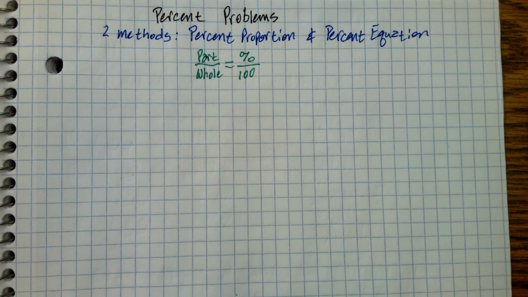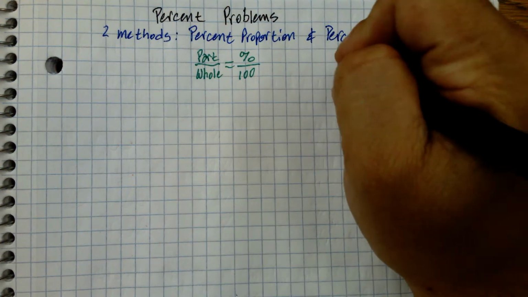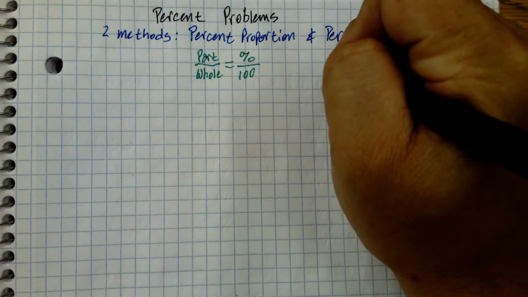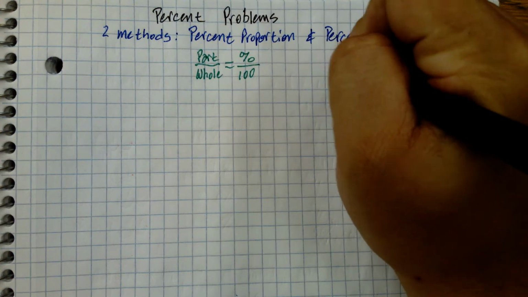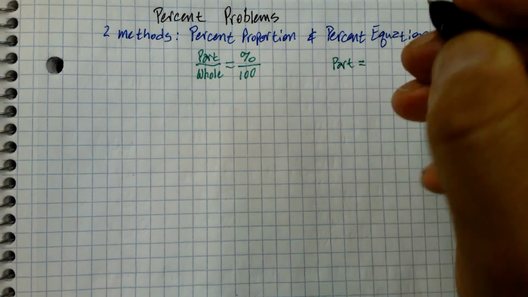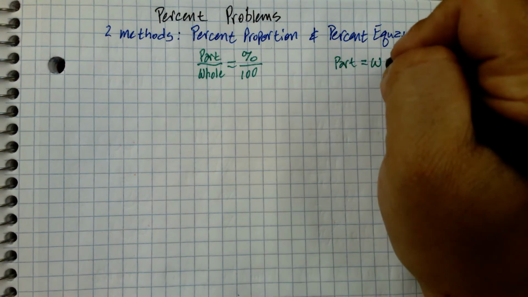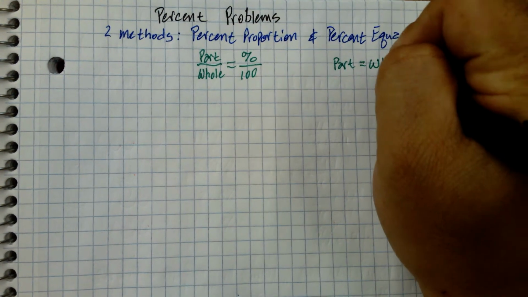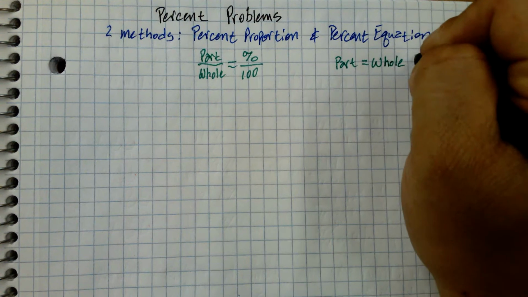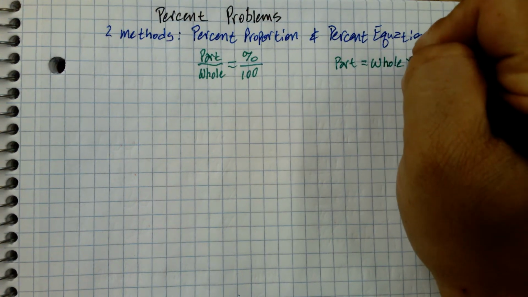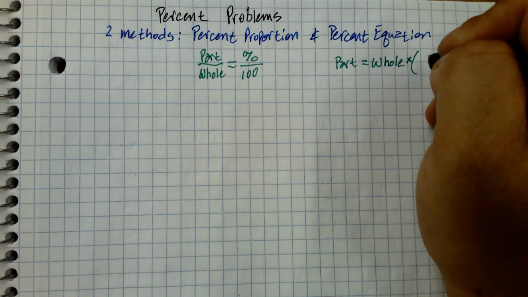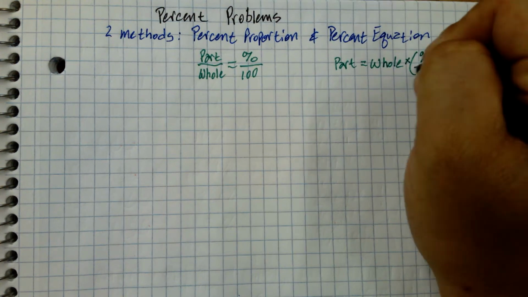So the other one, the percent equation, is an equation. So the equation is the following. Part equals whole times, I'll put the little times there, percent over 100.